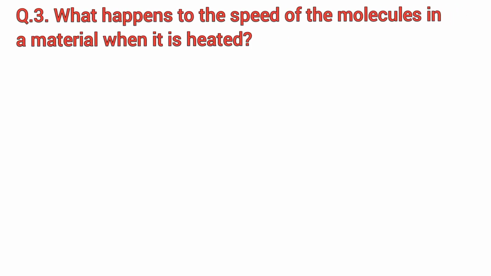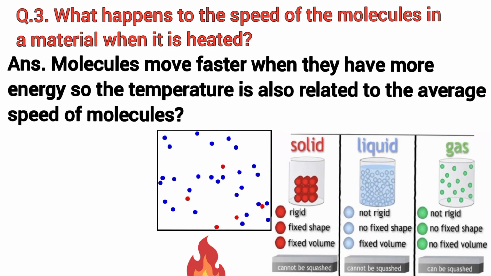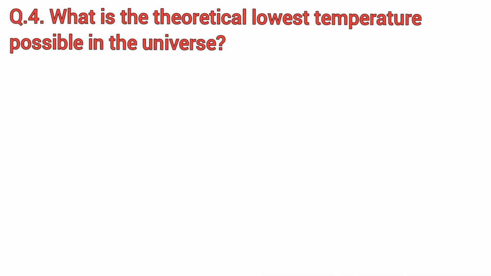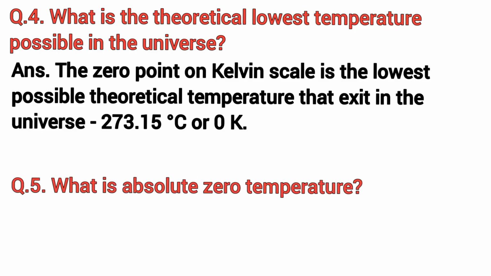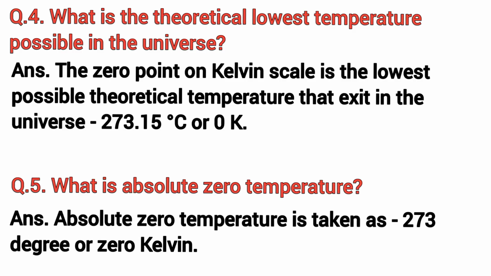What happens to the speed of the molecules in a material when it is heated? Molecules move faster when they have more energy, so the temperature is also related to the average speed of molecules. What is the theoretical lowest temperature possible in the universe? The 0 point on the Kelvin scale is the lowest possible theoretical temperature that exists in the universe, minus 273.15 degrees Celsius or 0 K. What is absolute zero temperature? Absolute zero temperature is taken as minus 273 degrees or 0 Kelvin.